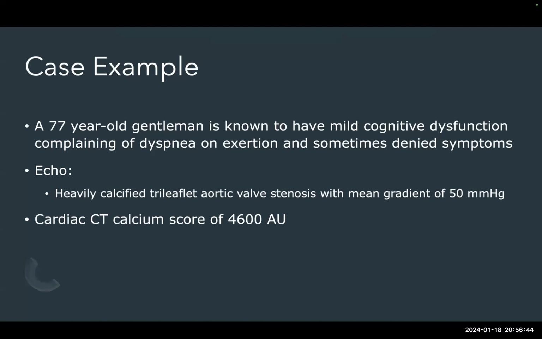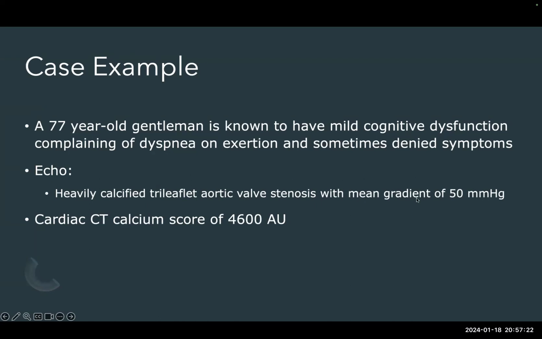Let me give you an example case. A 77-year-old gentleman is known to have mild cognitive dysfunction, complaining of dyspnea on exertion, and sometimes denies symptoms. Those are elderly people. They have Alzheimer's, they have all sorts of things. So this patient denied symptoms one time, then we did a CT scan, and the cardiac CT calcium score of the valve is 4,600. As I told you, more than 2,000 is severe. Echo showed calcified trileaflet aortic valve stenosis with a mean gradient of 50.